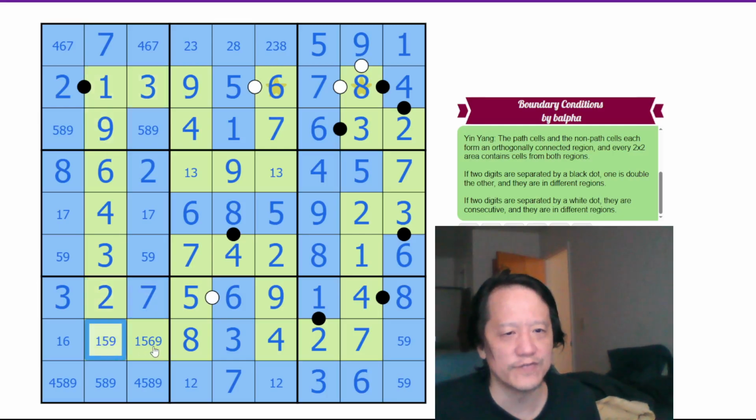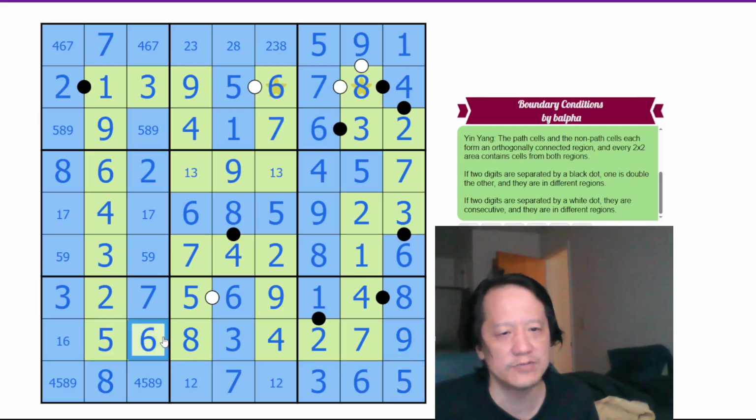2 has to be with 5 and 6 here, so this is 5, that's 6. And that leaves an 8 there. 5 eliminates 5 here, so it's 9 and 5. 6 eliminates 6 here, so it's 1. 2 eliminates 2 here, so that's 1 and 2. 1 eliminates 1 here, so it's 3 and 1. 2 eliminates 2 here, so it's 3.